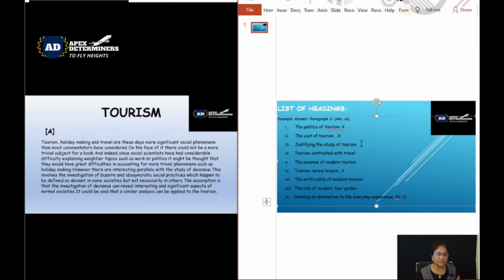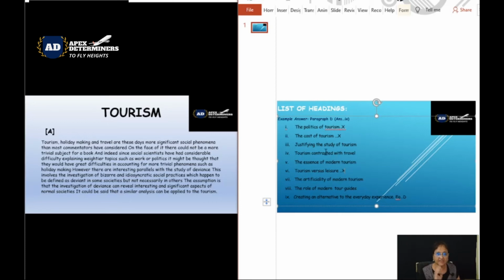Justifying the study of tourism. What is justifying? Justifying, as I said, is nothing but justification. I'm making a judgment, knowing what is right, knowing the importance of something, knowing the significance of something. So I think this seems quite good. But anyway, let's see the next heading.